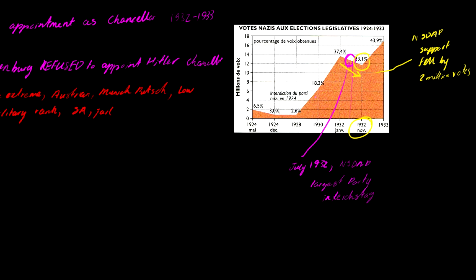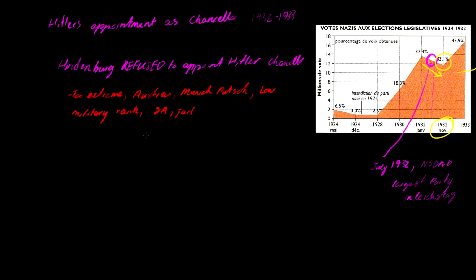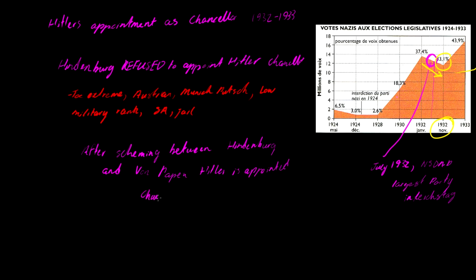But Hindenburg accepted, and Hitler was offered 3 out of 12 cabinet posts, and without a majority in the Reichstag, the logic was that Hitler could be contained. So Hitler was appointed chancellor on January 30th, 1933, after covert scheming between Hindenburg and von Papen. Hitler is appointed chancellor, with von Papen as vice chancellor. Hindenburg appoints him chancellor on January the 30th, 1933.